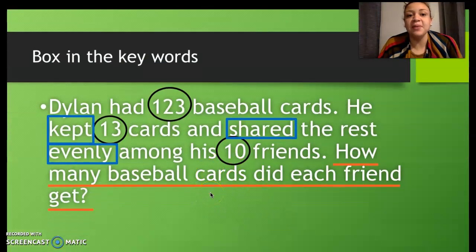Our third step, box in the keywords. I believe this step is one of the most important steps with solving word problems because boxing in the keywords allows you to know what you're going to be doing. Are you going to be adding, subtracting, multiplying, or dividing? So our keywords are kept, shared, evenly.